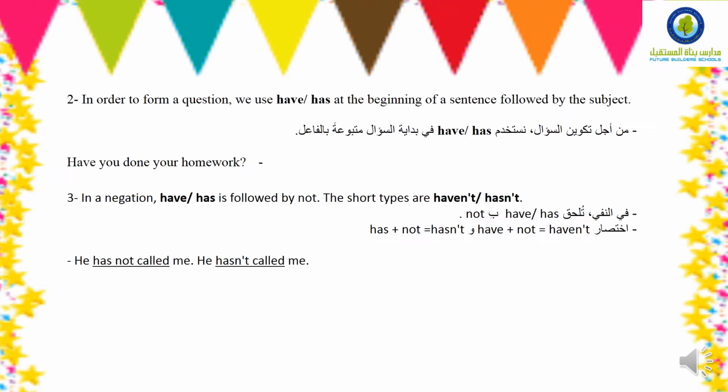Now, number 3, the negation, النفي, تكوين النفي. We only add not after have or has, then still the verb 3. For example, he has not called me or he hasn't called me. You can write it with not or with the abbreviation باختصار: has not should be hasn't, have not should be haven't. This is to make the negation أو لتكوين النفي. Only add not after have or has.